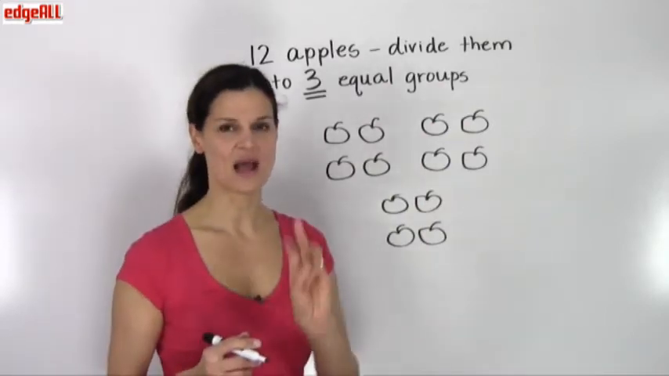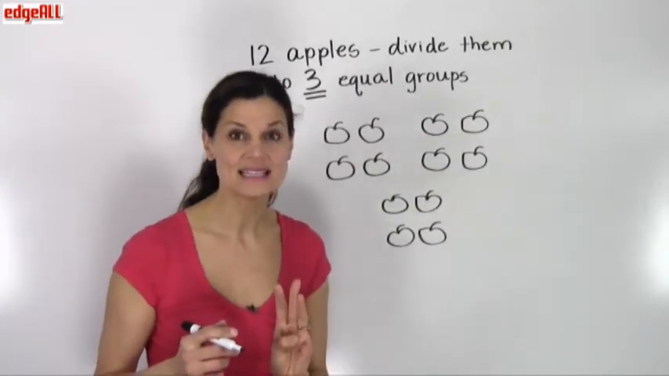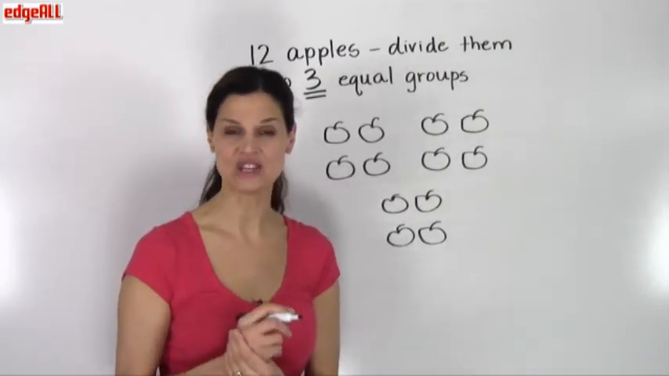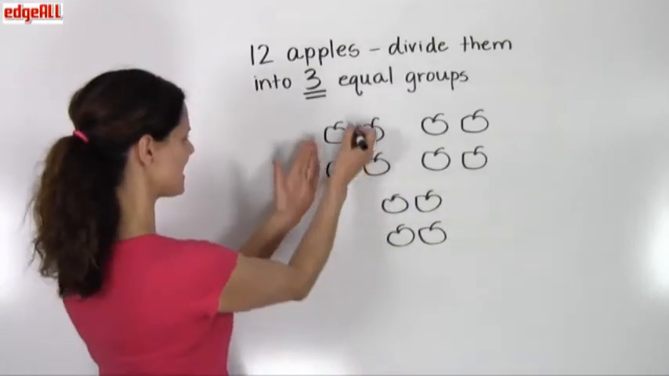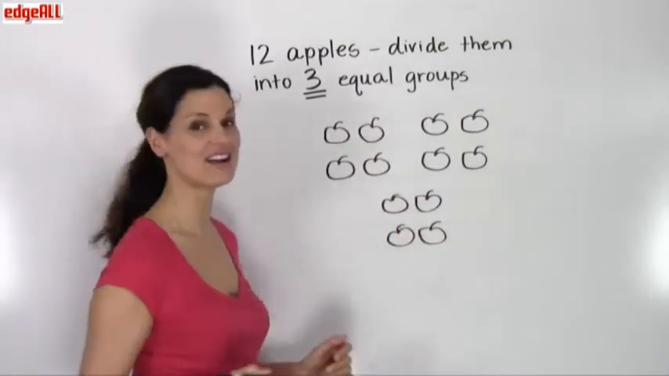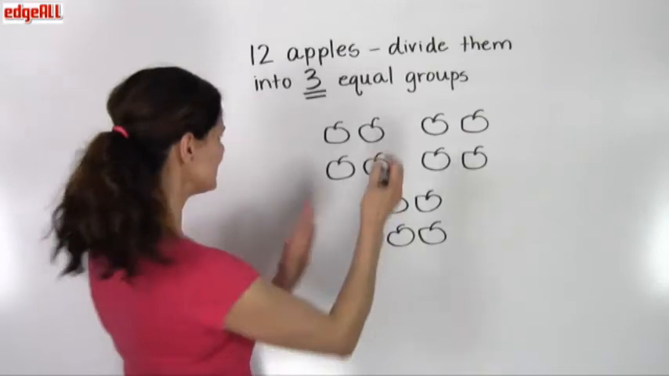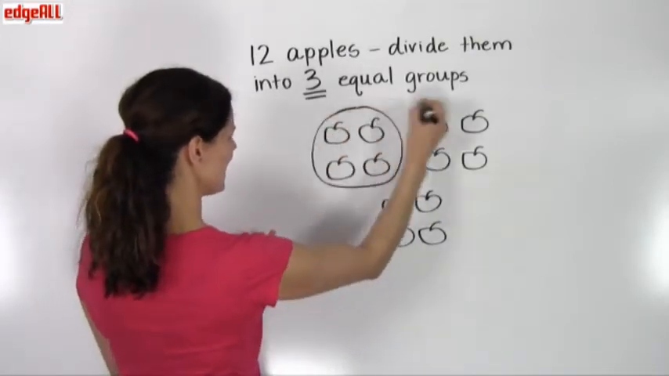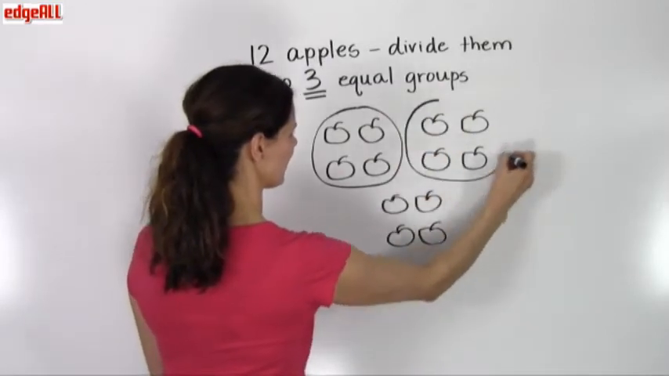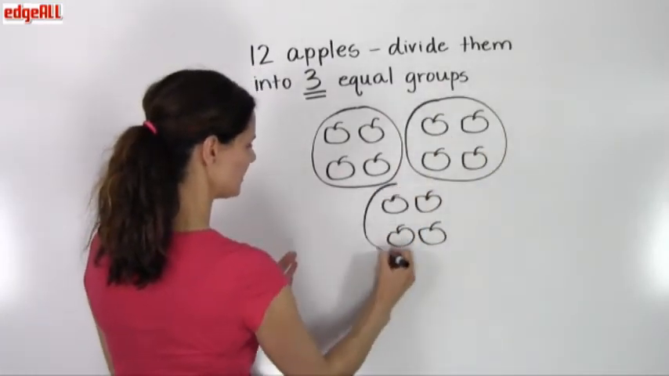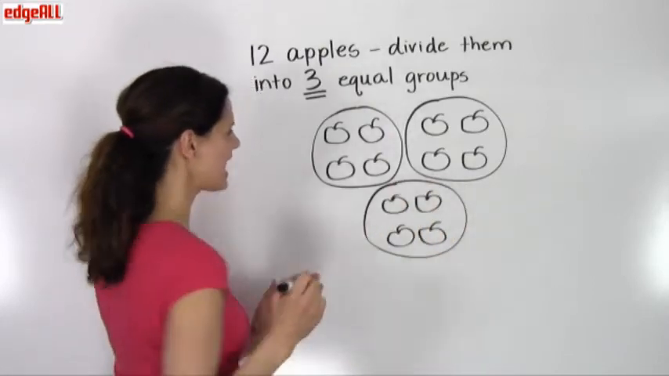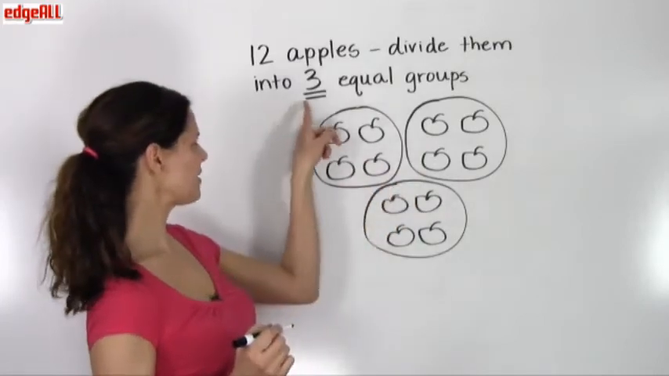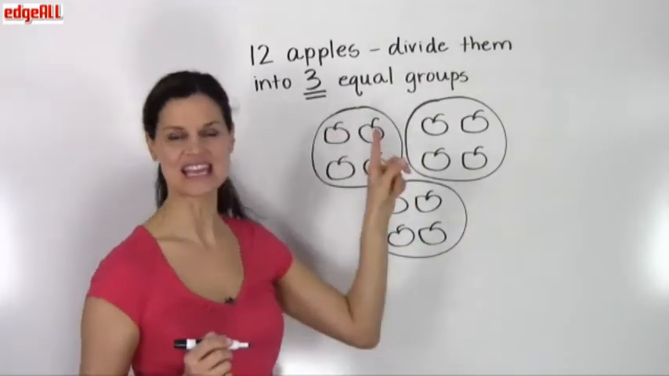Now remember, I want those 3 groups to have the exact same number of apples in each group. So I can't just take one here and one big one here and a little one here. I need them to be equal. So I've got one group here of 4 apples and another group here and a third group right here. And so I've taken my 12 apples and I've made 3 groups. I was asked to divide them into 3 equal groups.